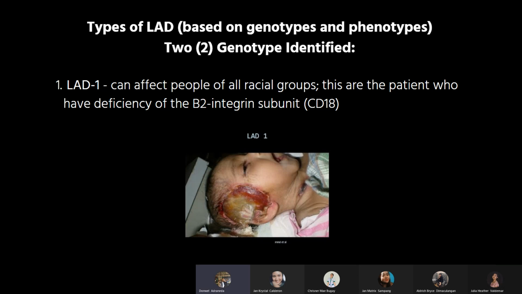So we have two types of LAD based on the genotypes and phenotypes. LAD1 can affect people of any racial group. These are the patients who have a deficiency of the beta-2 integrin subunit, or simply CD18. So, pag-usapan muna natin, ano nga ba yung beta-2 integrin? So, si beta-2 integrin is a complex of leukocyte-specific adhesion molecules. I repeat, it is a complex of leukocyte-specific adhesion molecules wherein it is essential for our leukocyte. Next slide, please.